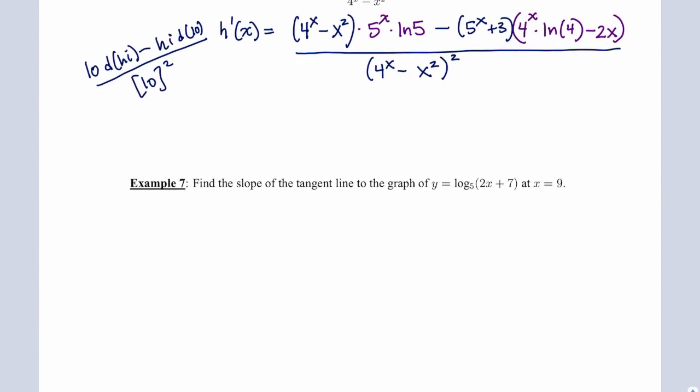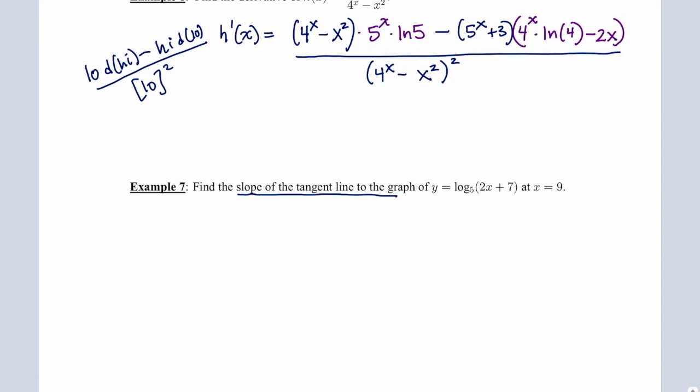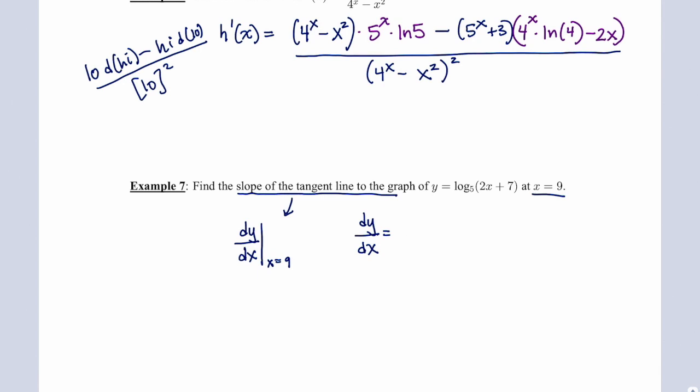Example 7 asks us to find the slope of the tangent line to the graph. And remember, the slope of the tangent line to the graph, that's just the derivative. So we want the derivative dy dx evaluated at x equals 9. So first we'll find the derivative at any value of x, and then we'll plug in x equals 9. So let's say dy dx would be, if this were natural log, I would do 1 over 2x plus 7, 1 over the input, times the derivative of the input. And because this was a base that wasn't just e, we'll have an extra factor in the denominator of natural log of 5.